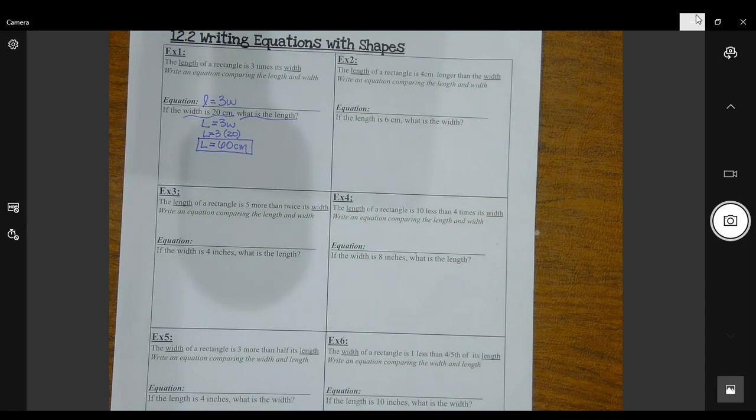See if you can go ahead and try and solve the rest of these. Pause the video and then unpause it and come back and check.